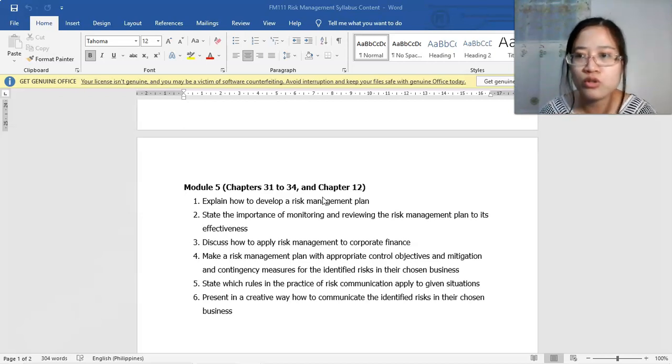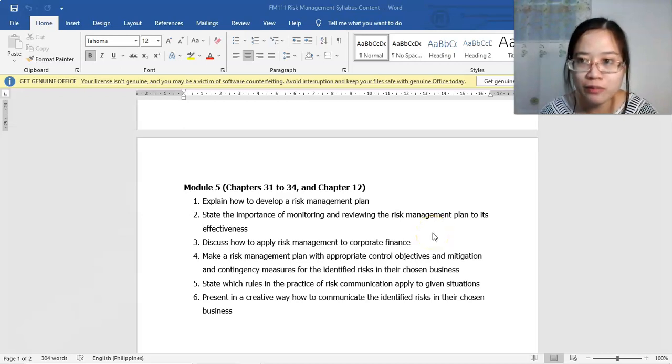Essentially, yung results ng evaluation, you have to communicate that with the stakeholders or all the people involved in handling those particular risk na in-applyan nyo ng risk management plan. Okay? So, dito sa Module 5, Development of Risk Management Plan, Importance of Monitoring and Reviewing the Risk Management Plan to its effectiveness.